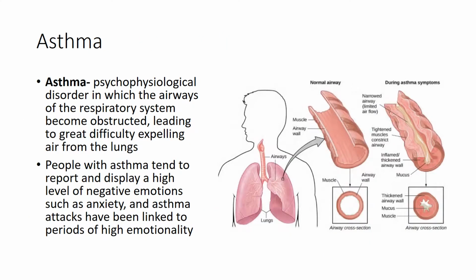There's also a connection with asthma. Asthma is a psychophysiological disorder in which the airways of the respiratory system become obstructed, leading to great difficulty expelling air from the lungs. People with asthma tend to report and display a high level of negative emotions such as anxiety, and asthma attacks have been linked to periods of high emotionality.